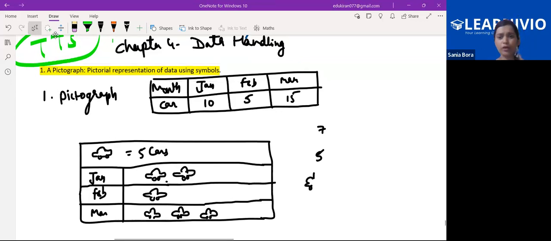Draw the rough one. No need to make it neat and clean. Just draw the rough one the way I did. Ma'am, I wrote the definition on my own for pictograph. That's also a pictograph: representing the data in the form of pictures, or in the form of symbols. Okay.